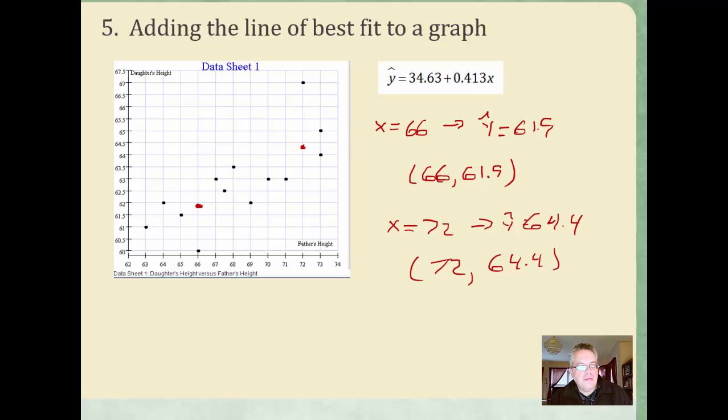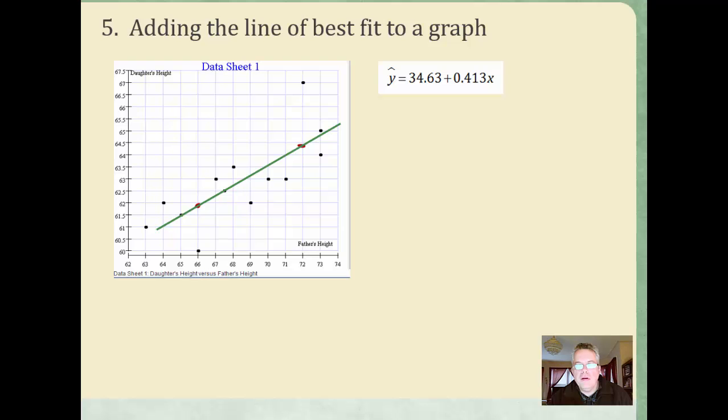In the next graph, I did that. So if you take a look here, the two red points are the values I just calculated. Again, I just picked two values of x, calculated the predicted values, and just drew the line through the 2 points. So that's how you add a line of best fit to the graph. Just generate 2 points that satisfy the equation, plot them, draw the line.